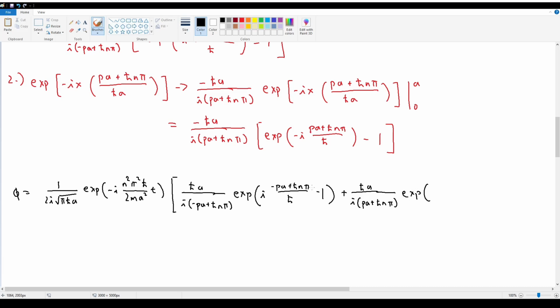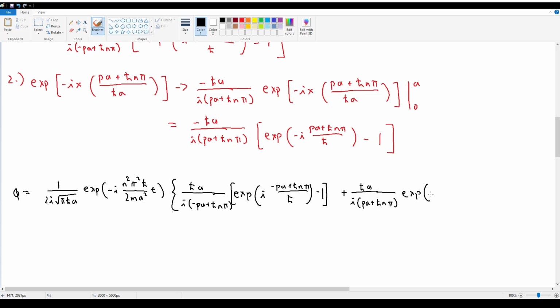Oh, actually, you know what? I just realized I miswrote this. This should be this minus 1, like that, because the minus 1 is not part of the exponential. And in that case, I'm going to have to change this into curly brackets to avoid further confusion. There we go.